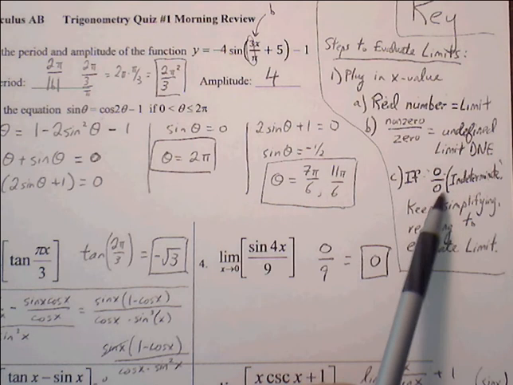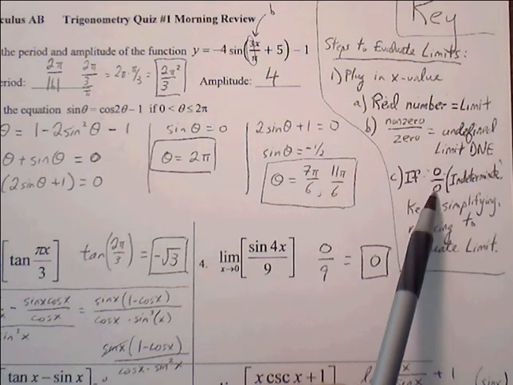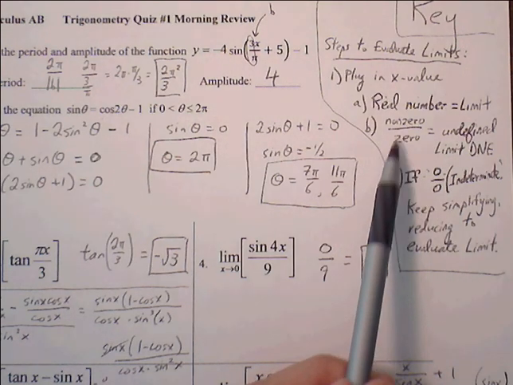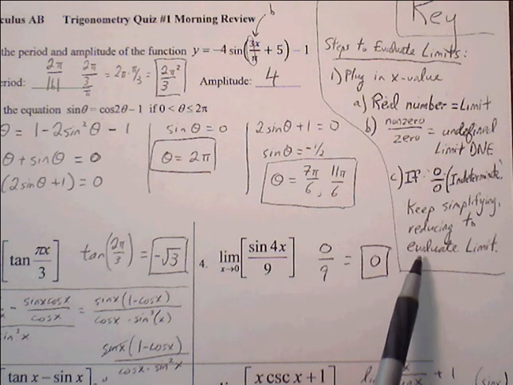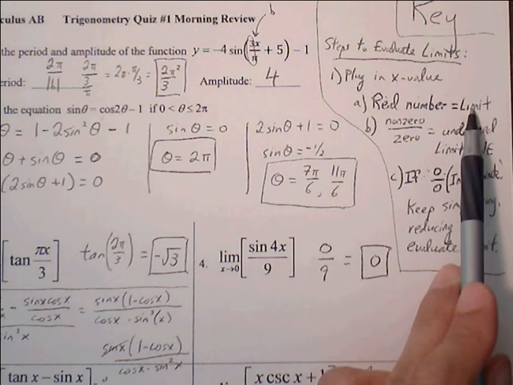But either way, with 0 over 0, sometimes we may still get undefined, but if you get 0 over 0, that tells us that we have to keep going. And if you get a 0 over a non-zero, let's say 0 over 6 or 0 over 9, then that's a real number. That's still going to be 0.